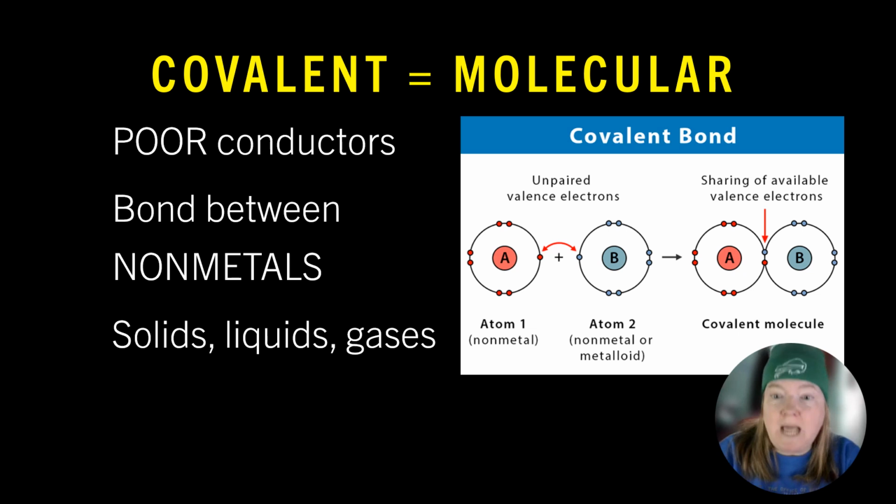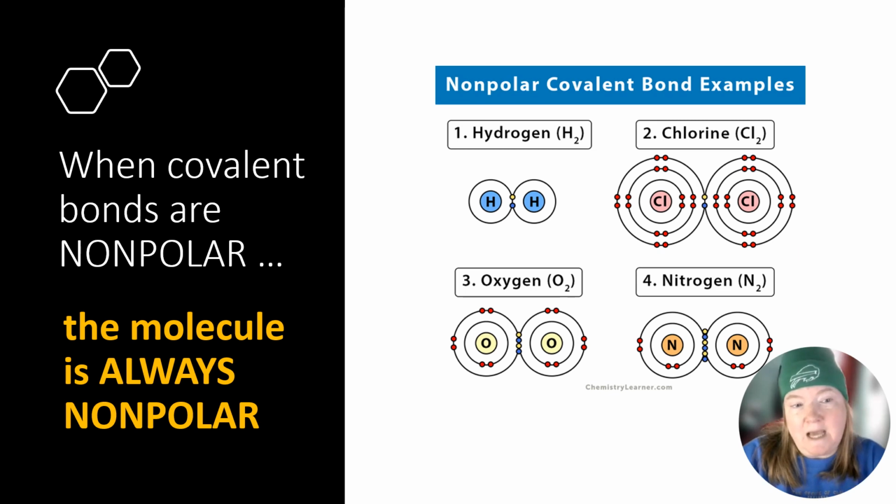Now, covalent compounds are called molecular compounds. They are poor conductors. They are formed between nonmetals, and covalent compounds or molecular compounds can be solids, liquids, and gases. When covalent bonds are nonpolar, the molecule is going to be nonpolar. So if the electrons were shared equally in the bond, then the molecule ends up being nonpolar. In this case, that means there's symmetry. So the electrons are shared equally. There's no uneven charge distribution.